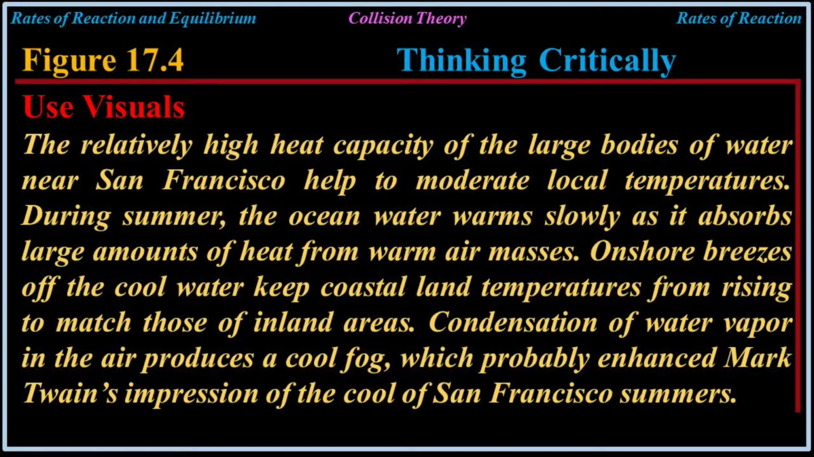local temperatures. During summer, the ocean water warms slowly as it absorbs large amounts of heat from warm air masses. Onshore breezes off the cool water keep coastal land temperatures from rising to match those of inland areas. Condensation of water vapor in the air produces a cool fog, which probably enhanced Mark Twain's impression of the cool of San Francisco's summers.